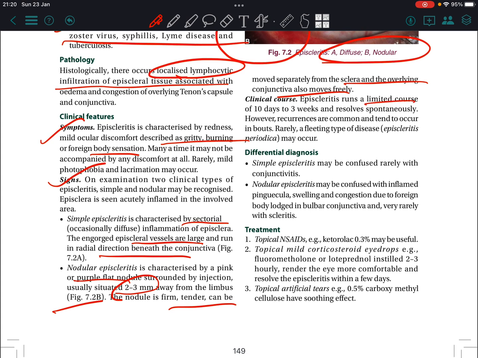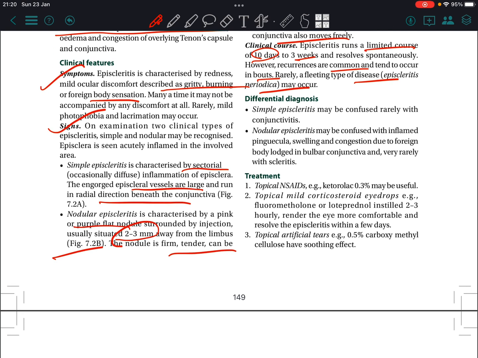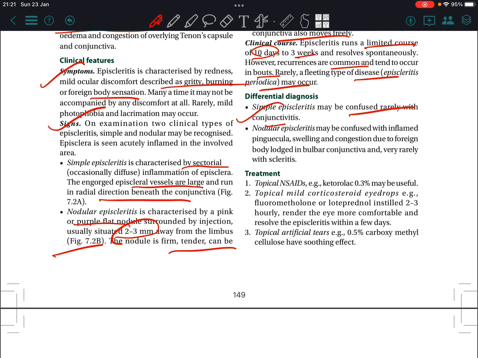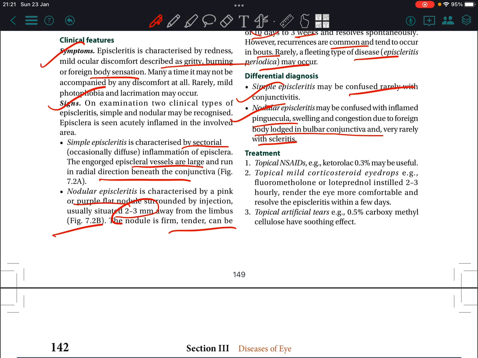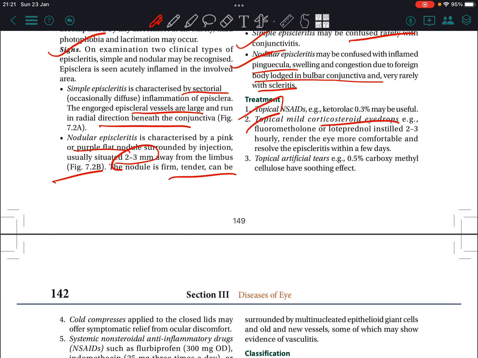The clinical episode runs a limited course of 10 days to 3 weeks and resolves spontaneously. However, recurrences are common and tend to occur in bouts. Rarely, a fleeting type of disease, episcleritis periodica fugax, may occur. Differential diagnosis: simple episcleritis may rarely be confused with conjunctivitis. Nodular episcleritis may be confused with inflamed pinguecula, swelling and congestion due to foreign body in the bulbar conjunctiva, and very rarely scleritis. Treatment: topical NSAIDs and topical mild corticosteroid drops.